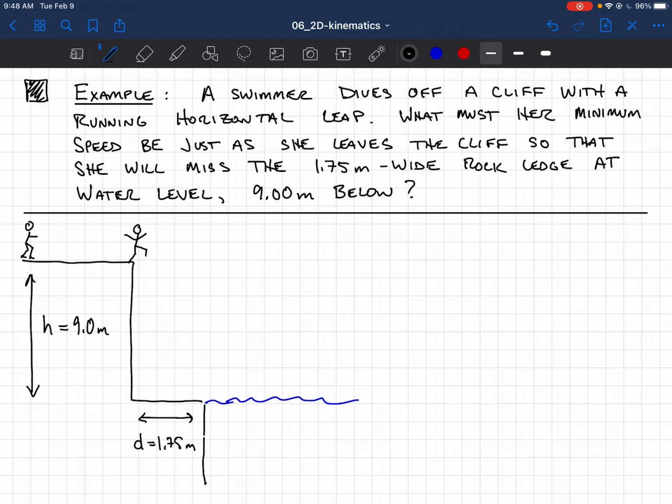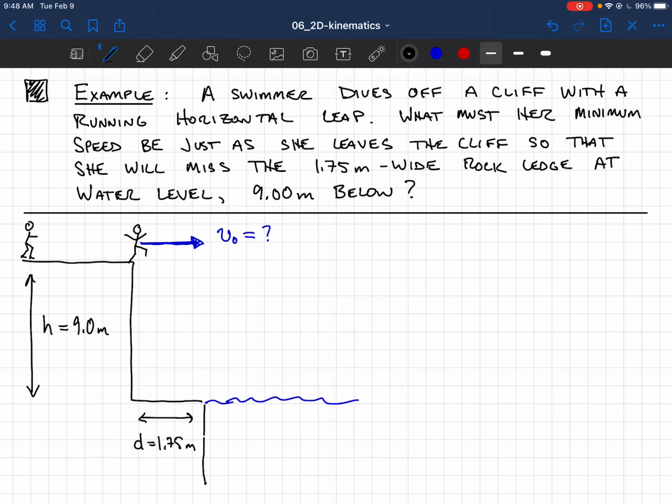she needs to have some initial velocity, and we're told that it's going to be a completely horizontal initial velocity, so a running horizontal leap. So she's going to have an initial velocity that points horizontally, and the question is, what must that initial speed be, so the magnitude of that velocity vector, so we don't know that, in order for her to make it into the water and not die, apparently.